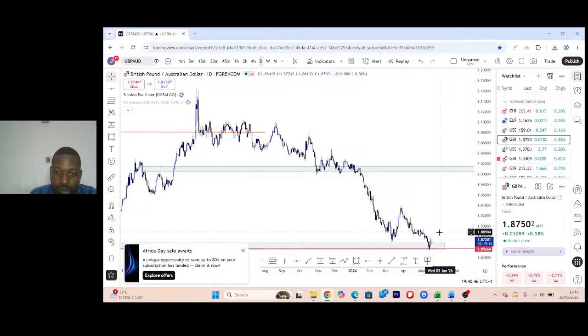Okay, so price actually reacting from that point. So you can see that price is returning to this level, creating a higher low. So creating a lower high and lower low.